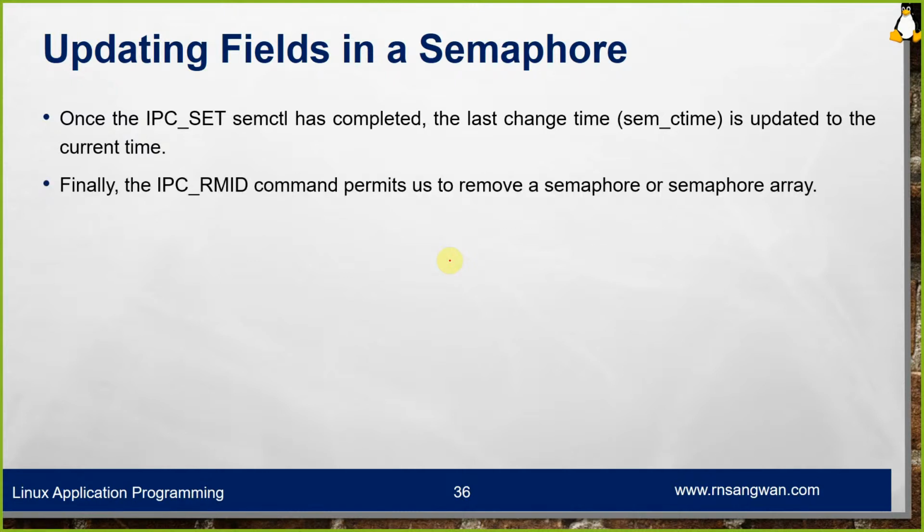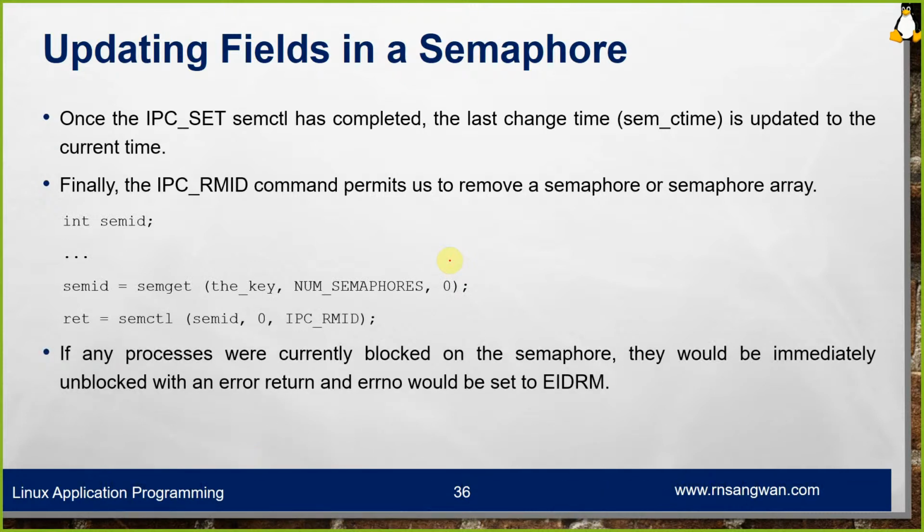Finally, the IPC_RMID command permits us to remove the semaphore or semaphore array using this code snippet. You can see this. If any process were currently blocked on the semaphore when you are trying to remove it with RMID, it would be immediately unblocked, with an error returned. The error number would be set to EIDRM.